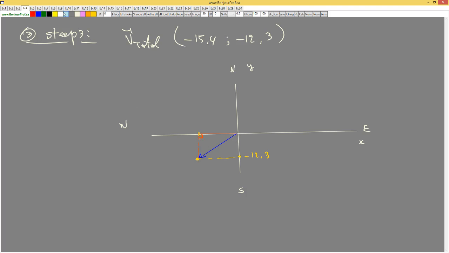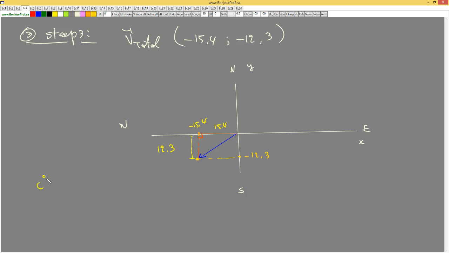The 15 is here, on the top. Minus 15.4. So this side is 15.4. And this side, what is this side here, in your opinion? 12.3. Yeah, the Pythagoras theorem. So put it in the Pythagoras theorem.